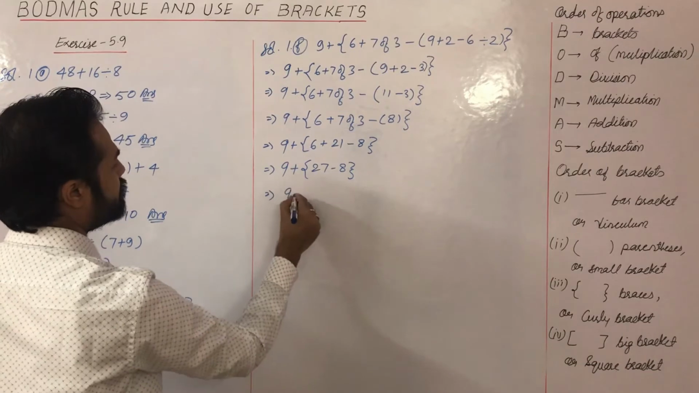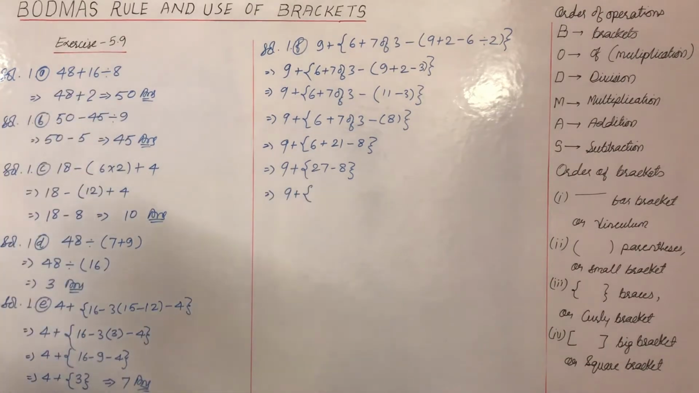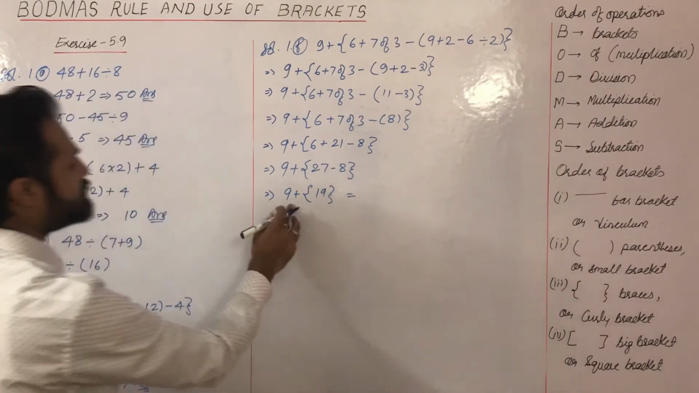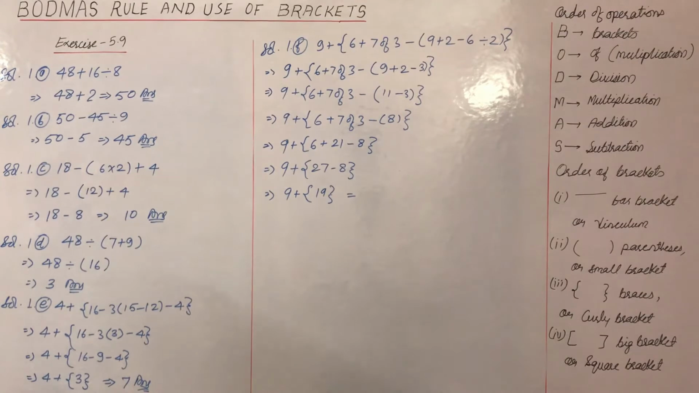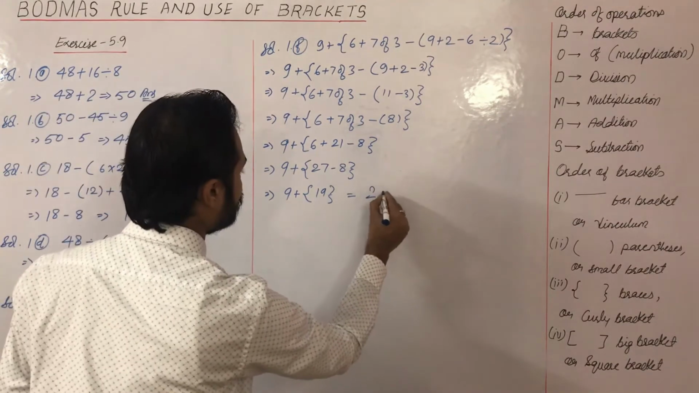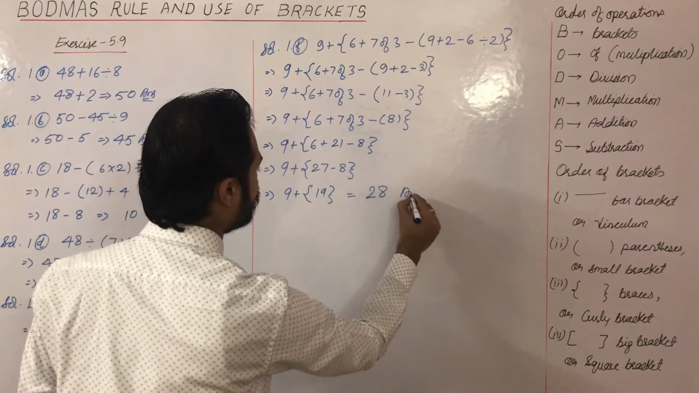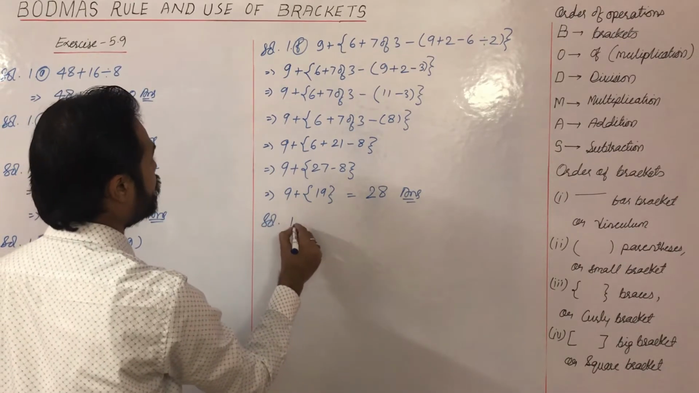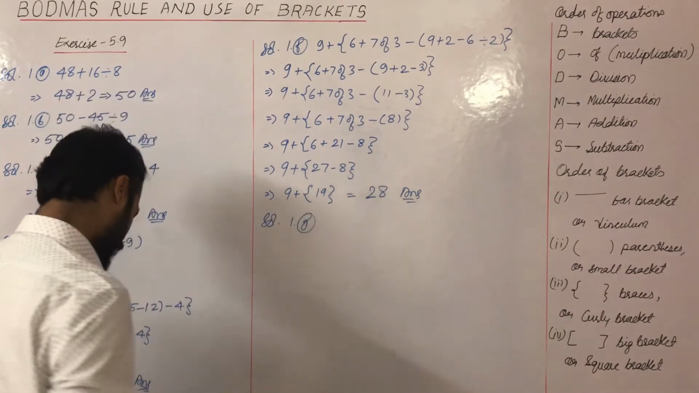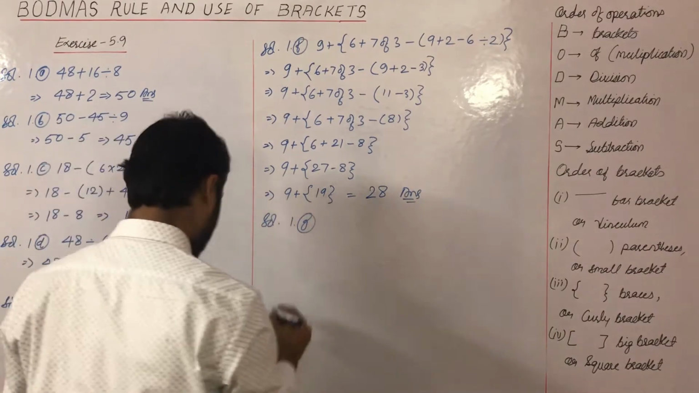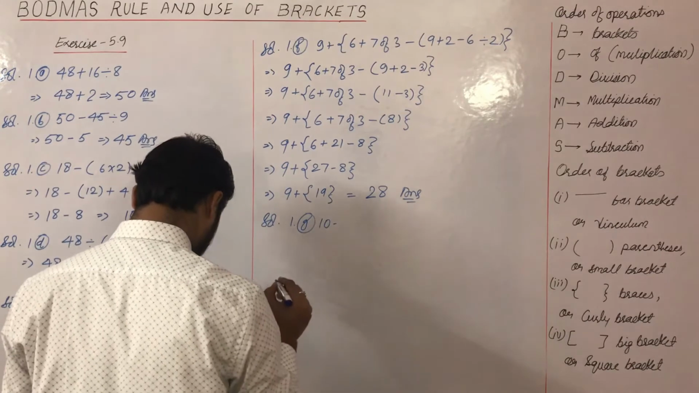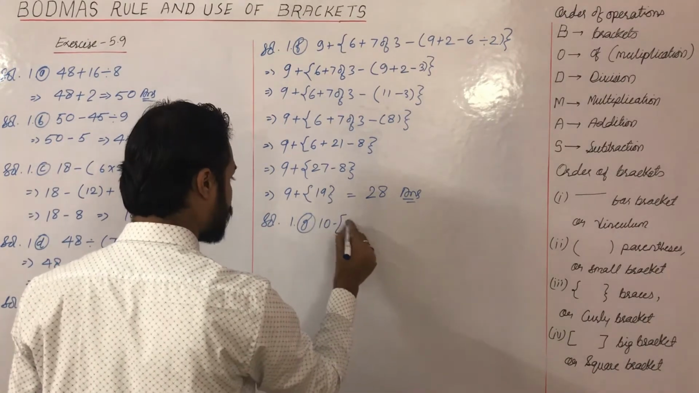In the next step, 9 plus 27 minus 8, 19. And 19 plus 9 is the final answer, 28. 28 is my final answer. Then part G, again it's a very long statement.